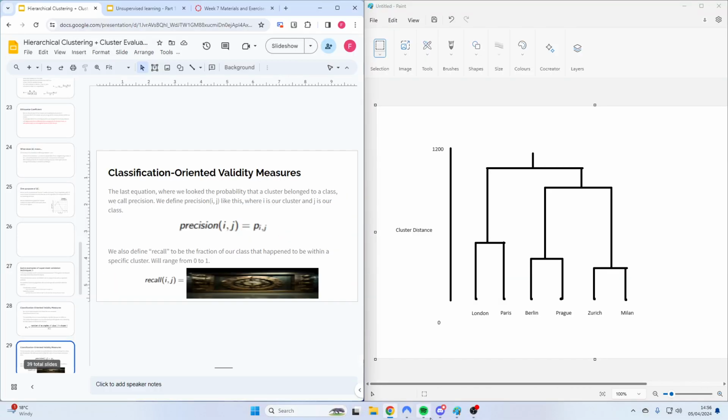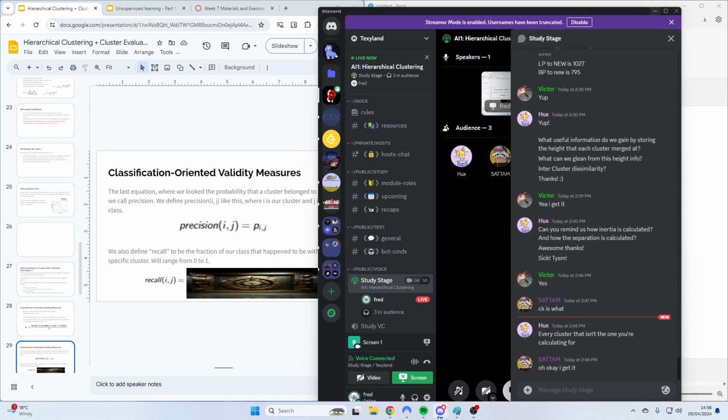Does everyone get that for precision? Just looking at how much of a class belongs to it.